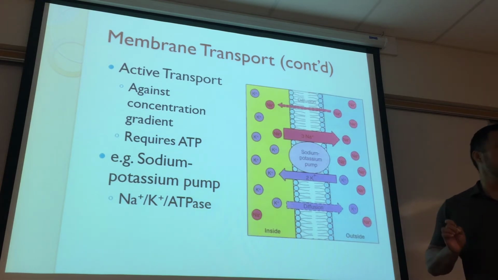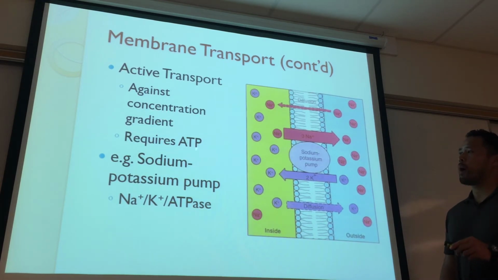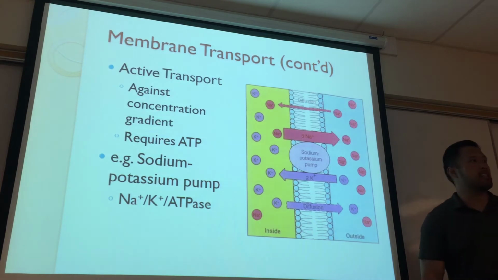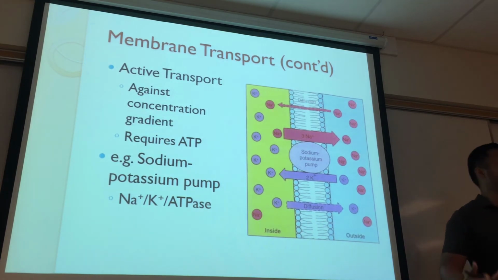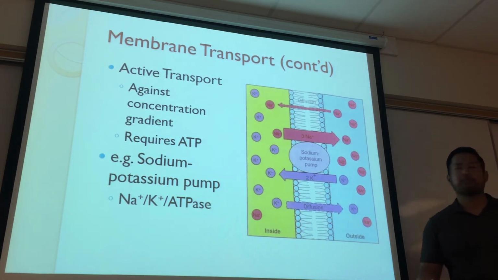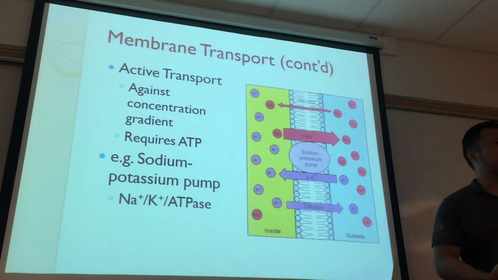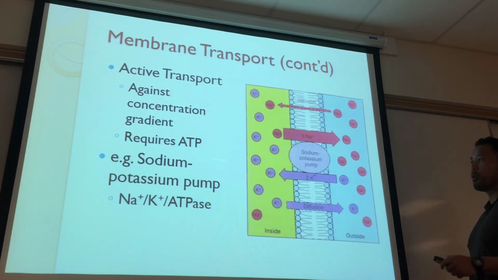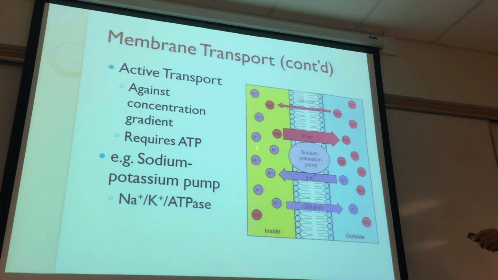The main difference between these two is that active requires ATP. If something's passive, it just happens. If something is active, it requires energy, and that energy comes in the form of ATP. Remember, that's what we talked about at 9:35 on Thursday night. That was specifically ATP, adenosine triphosphate. That was that molecule that forms the energy currency.